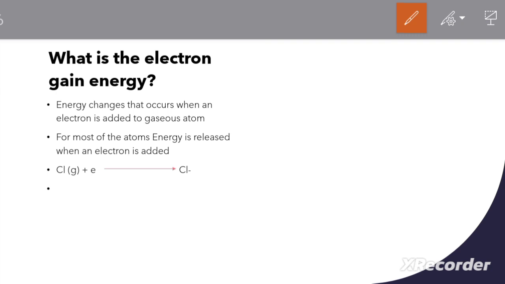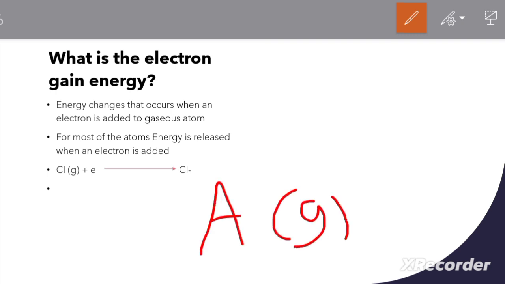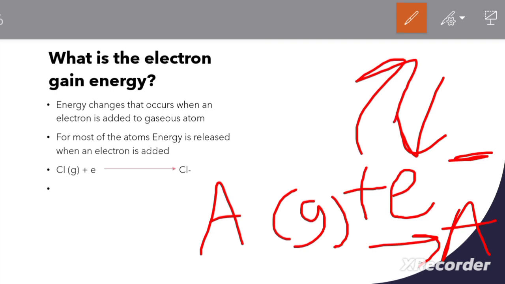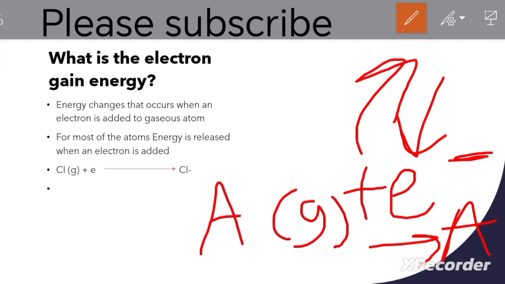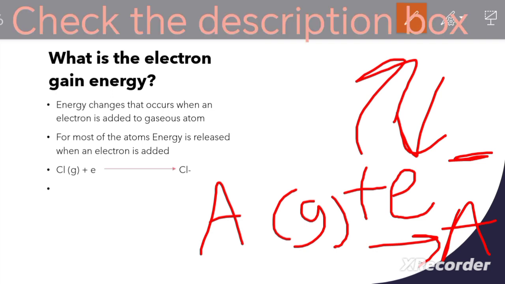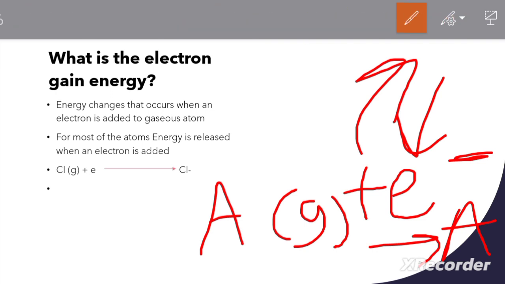You can think that there is an atom A in the gaseous state, and an electron is accepted by this atom A and it becomes an A minus anion. Either we must supply some energy or some energy is released when this reaction happens, right? Sometimes we should supply some energy to give an electron to an atom. Sometimes when an electron is accepted by an atom, it releases energy. That energy change is known as electron gain energy.